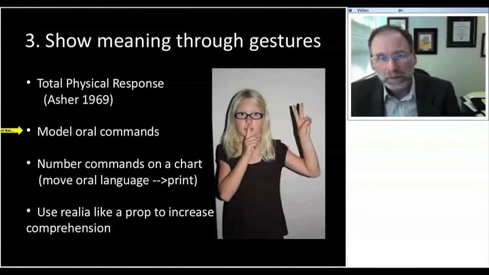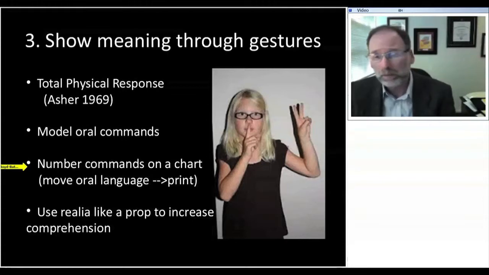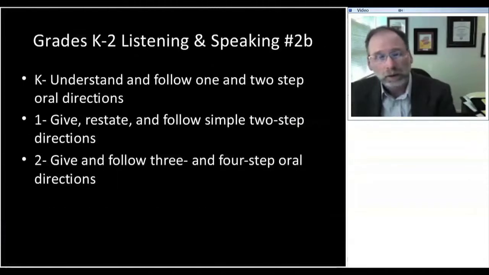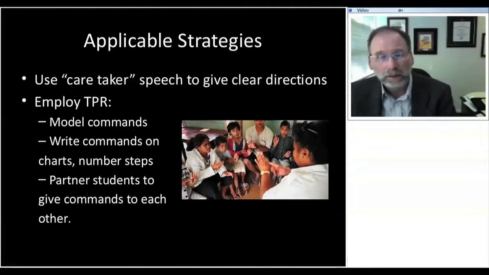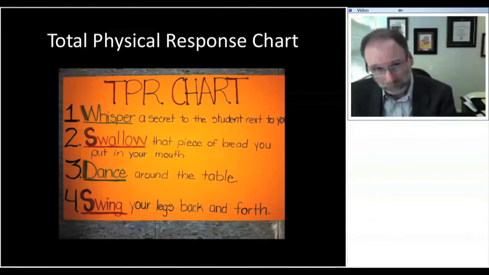Something that I recommend is that we write out our commands on a chart, and we number those commands for orientation for students. I'll show you an example in just a second. Something else we can do is we can use real objects like a prompt to help this language become more comprehensible. Let me show you an example right here. Oh, by the way, I got ahead of myself. I'll come back to this. Here's an example. Notice this total physical response chart.